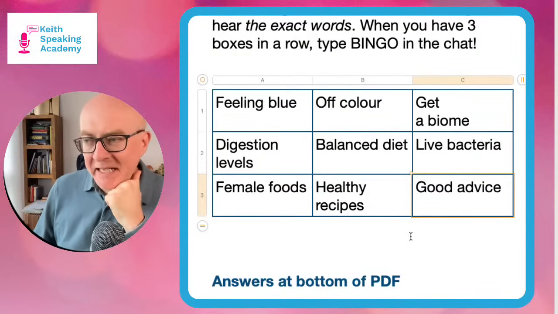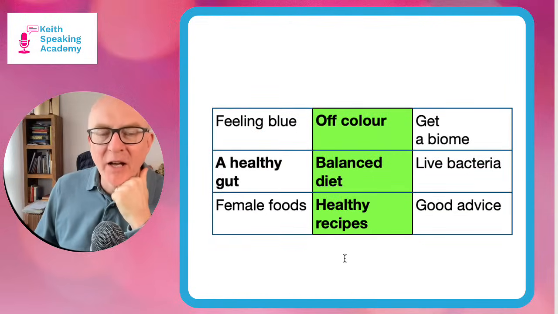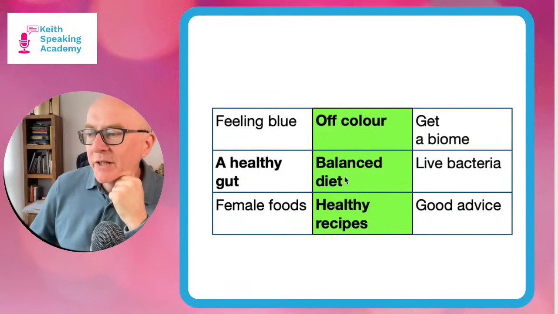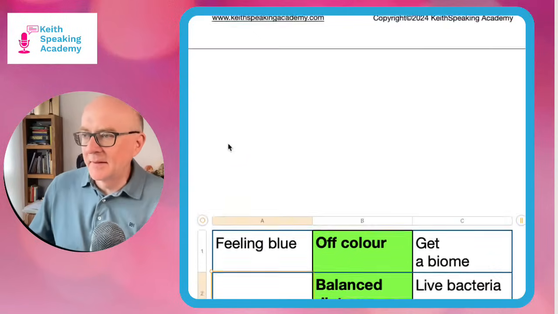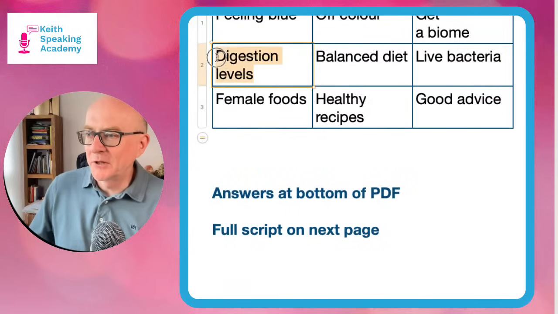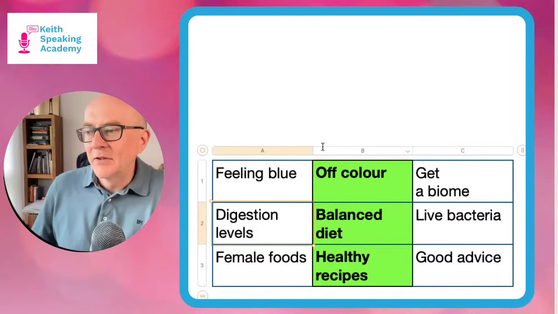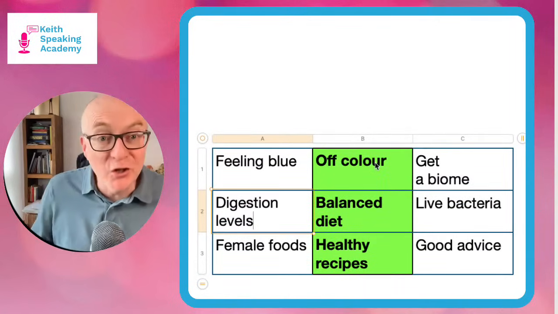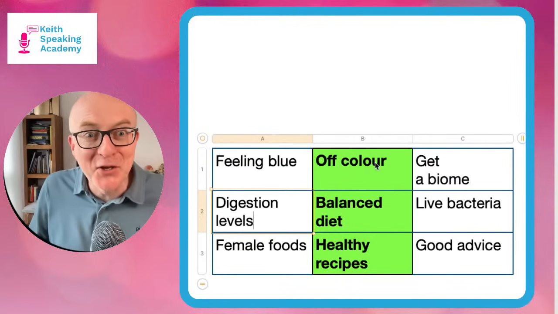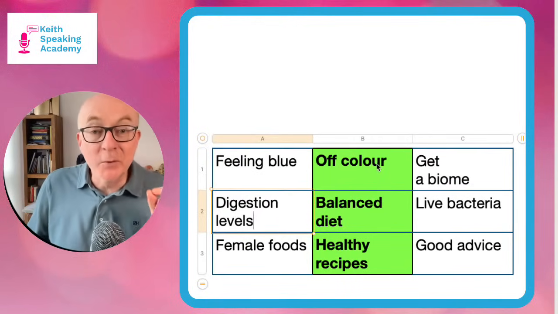Okay, so the answer clearly there you can see, right? Off color, balanced diet, and healthy recipes. She said a healthy gut. It wasn't. Yes. I was going to change it. I didn't change it. So off color, balanced diet, healthy recipes. Those were the ones that we heard. Excellent. Well done.